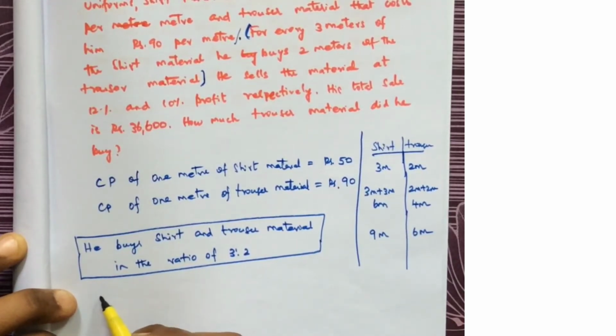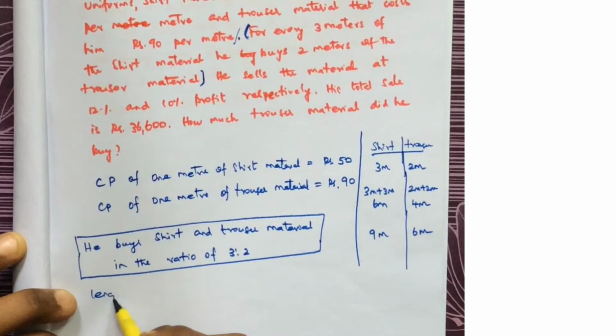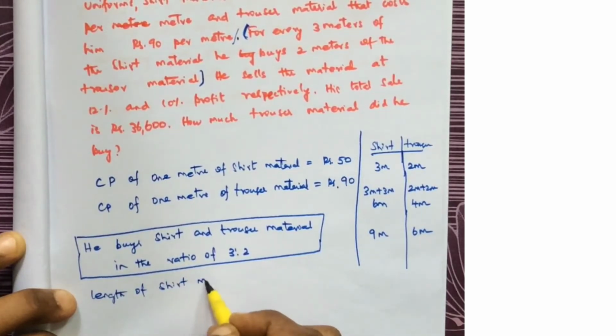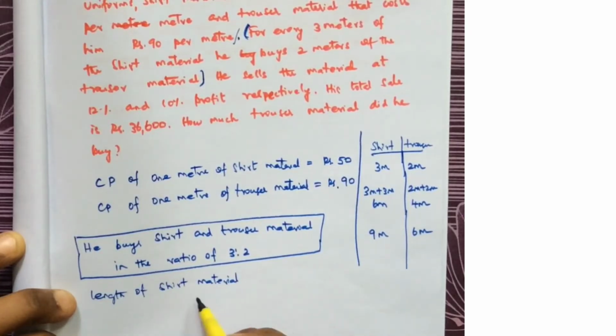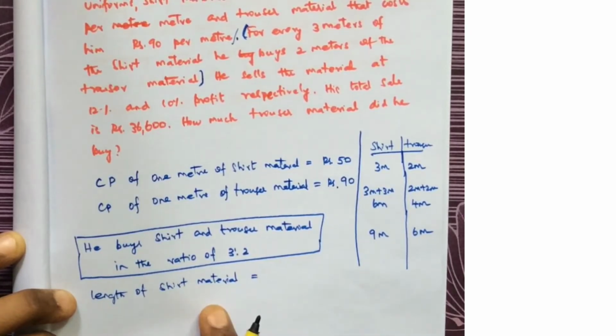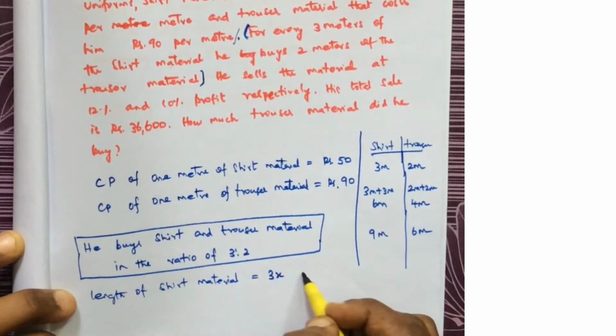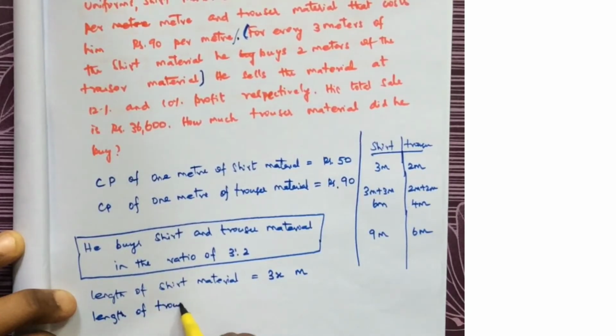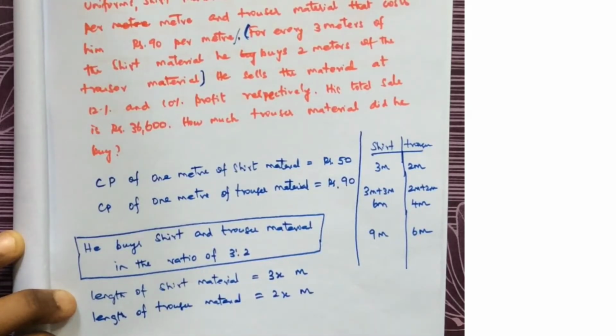How? So length of shirt material he bought, total length bought, we can make it as 3x meter. Okay, then length of trouser material, that is equal to 2x meter.